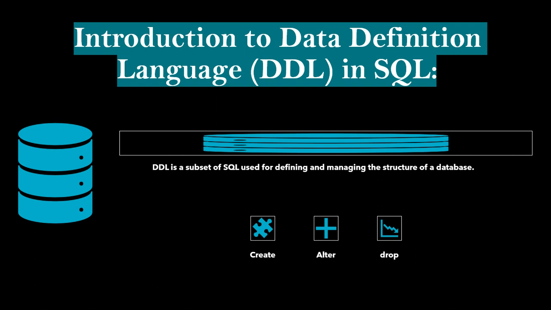So what is this data definition language? DDL is a subset of SQL that is used to define and manage the structure of the database. It means we are creating the map of the table within a database. In DDL, we majorly use 3 main commands: create, alter, and drop.